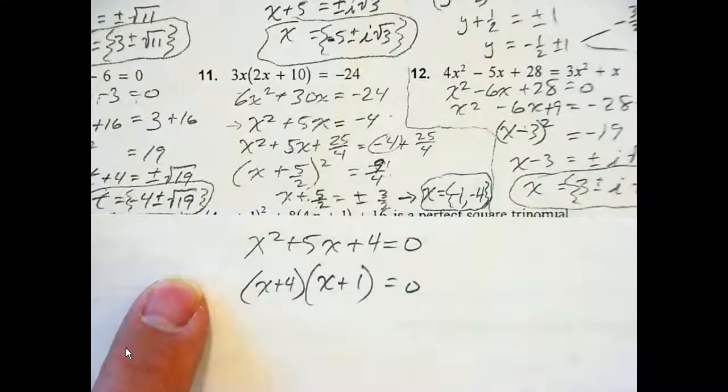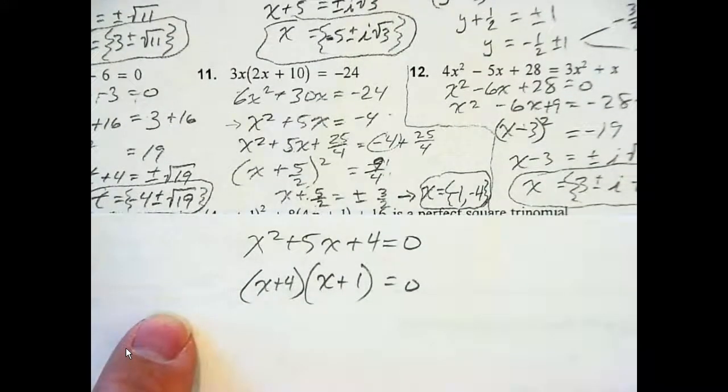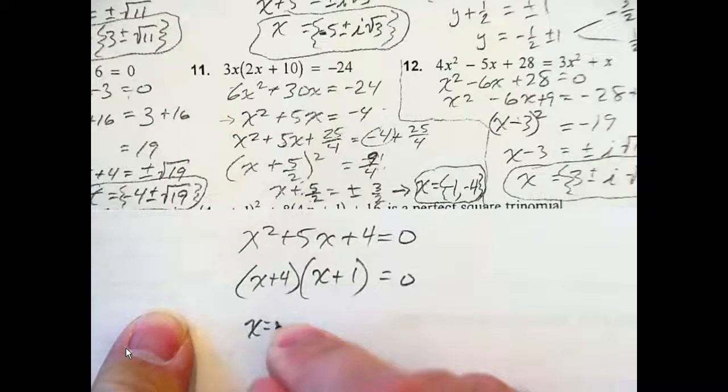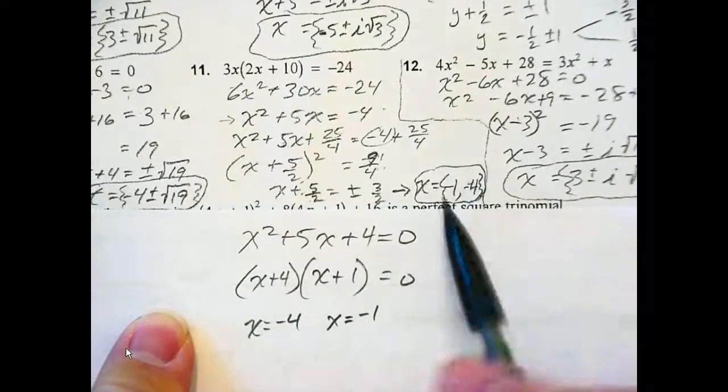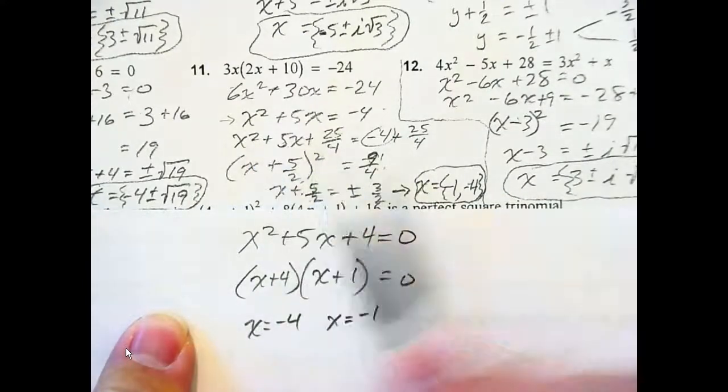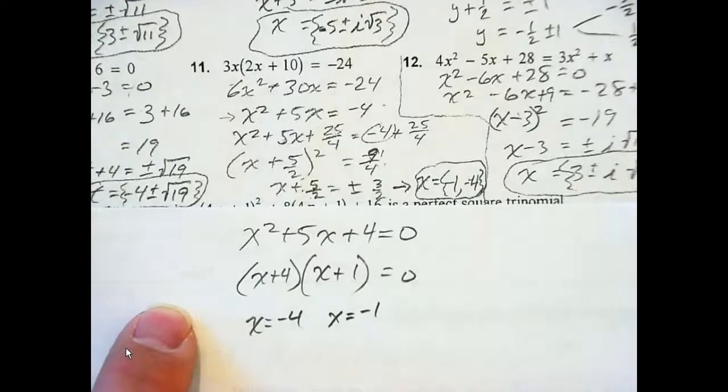So there are more efficient ways to solve, and you get to the same place. I mean, this is x equals -4 and x equals -1. Same answer, but without all the fraction practice. Okay, so you're going to have the option on which one you do most of the time.